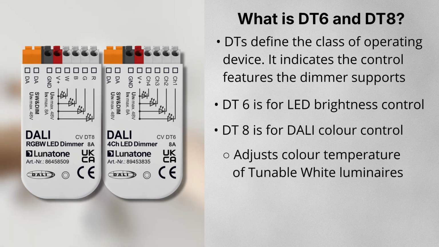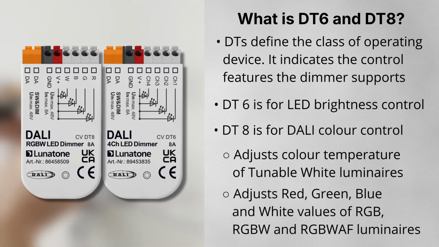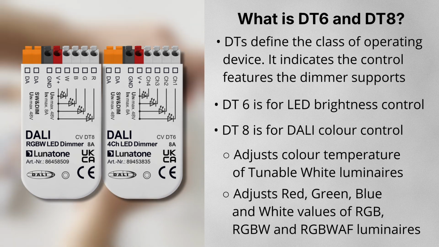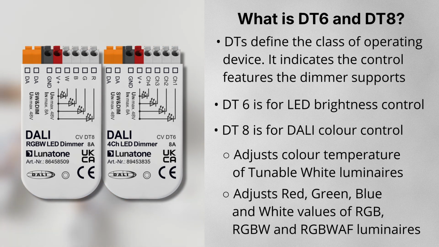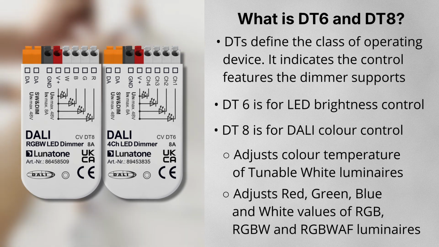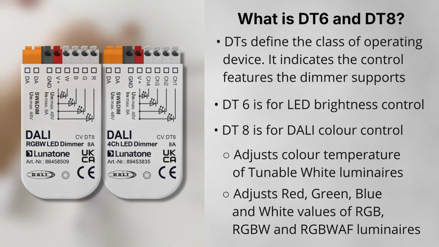DT8 covers different types of color control. Tunable white or TC mode adjusts color temperature on tunable white luminaires between warm white and cold white. RGBW or RGB modes adjust red, green, blue and white values on RGB or RGBW luminaires. Also, amber and free color luminaires, otherwise known as RGBW AF.